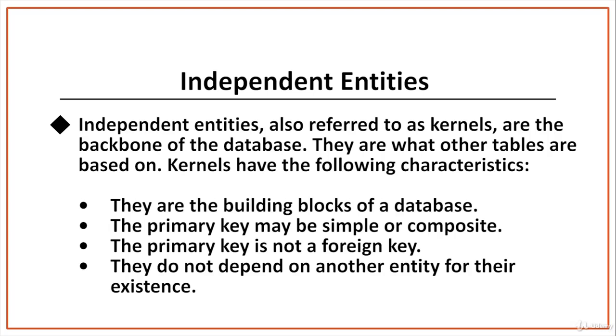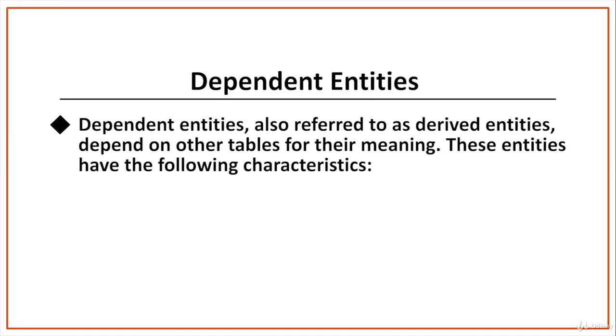Kernels have the following characteristics. They are the building blocks of a database. The primary key may be simple or composite. The primary key is not a foreign key. They do not depend on another entity for their existence. Dependent entities, also referred to as derived entities, depend on other tables for their meaning.